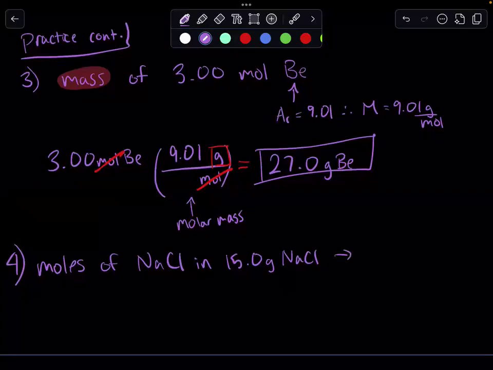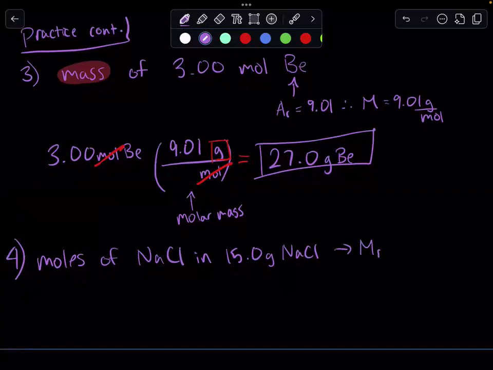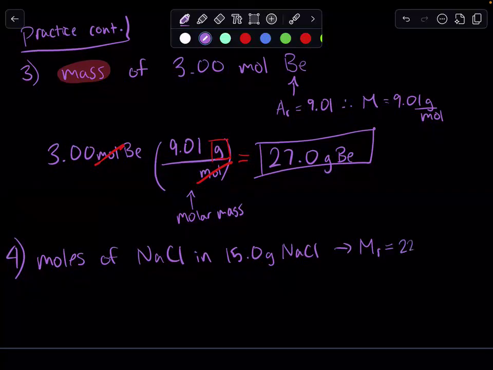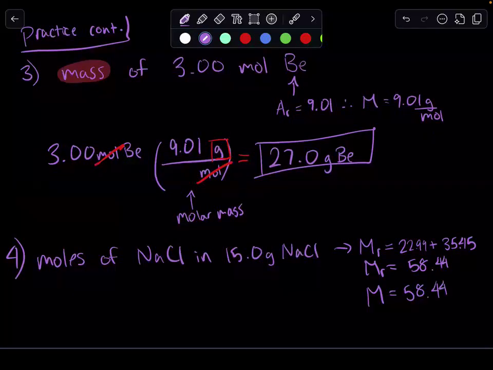So once again, the first thing I'm going to do is find out that my relative formula mass of NaCl is going to be equal to sodium's, which is 22.99, plus chlorine's, which is 35.45, for a grand total of 58.44. And therefore, if that's my formula mass, my molar mass is 58.44 with the units grams per mole. I'll start my problem now with my given 15.0 grams NaCl.